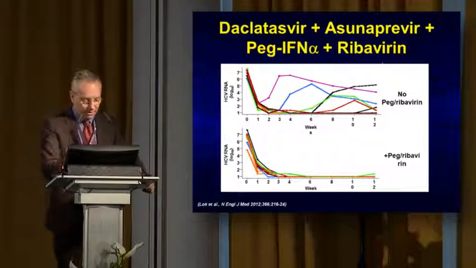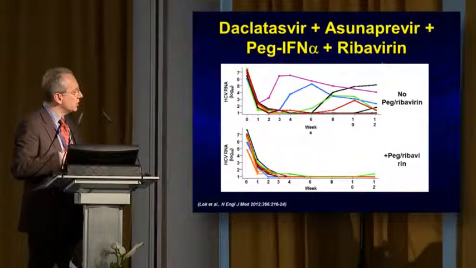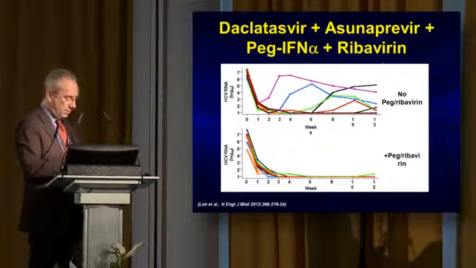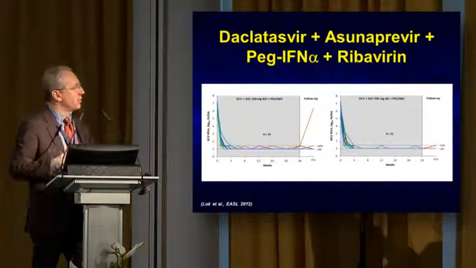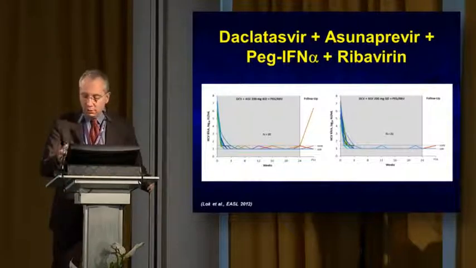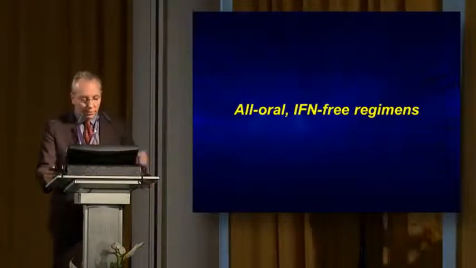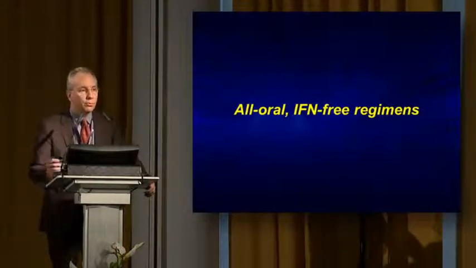And there have been several presentations showing here at the bottom that if you use a quadruple combination, interferon, ribavirin, an NS5A inhibitor and a protease inhibitor, you have a very good response, whereas if you don't use interferon, ribavirin at the top, many patients have a breakthrough. And another study with the same combination, daclatasvir, asunaprevir, interferon, ribavirin, shows very high SVR rates. In that case, treatment failure is very rare, and resistance does not appear to play any major role. I would like to finish now with what will probably happen with all oral interferon-free regimens.